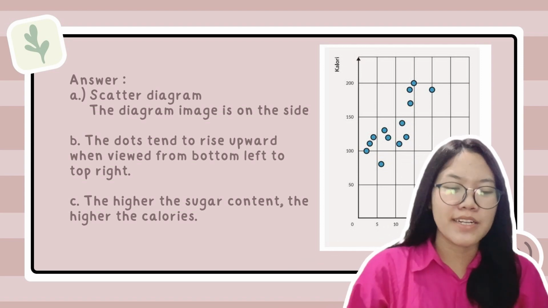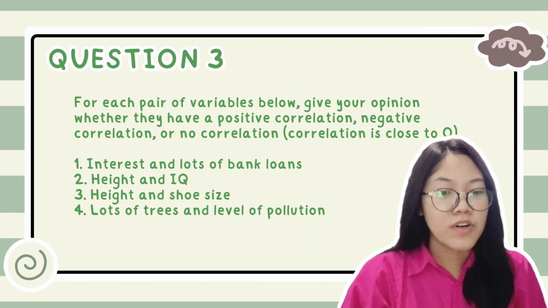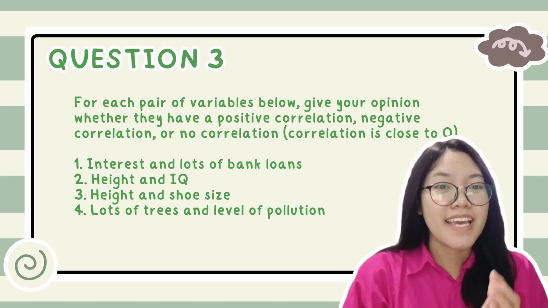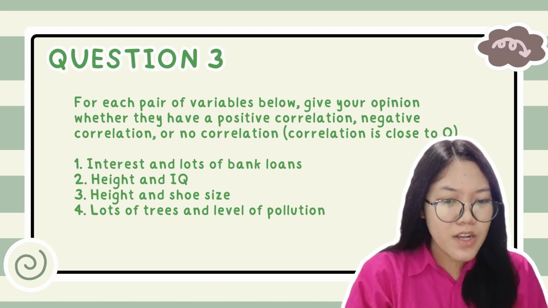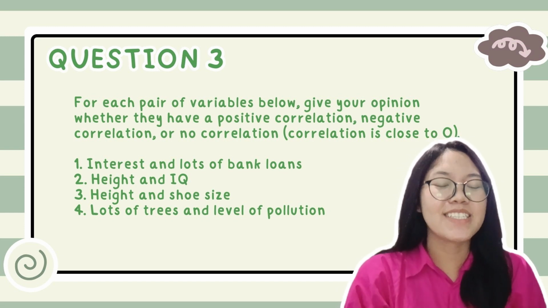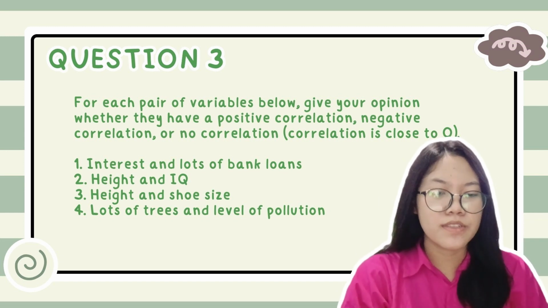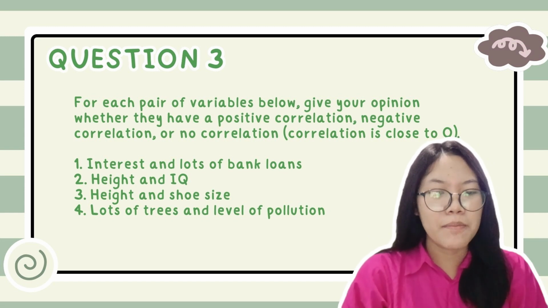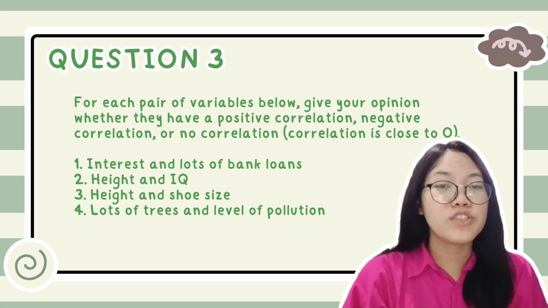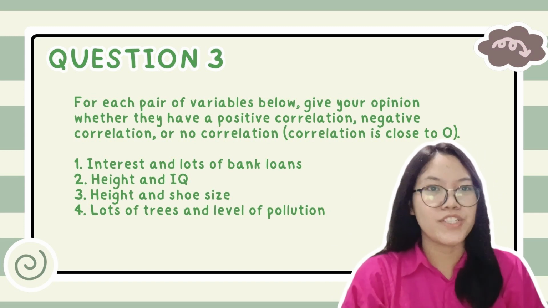So we move on to question number 3, and the problem is: for each pair of variables below, give your opinion whether they have positive correlation, negative correlation, no correlation, or correlation close to 0. 1. Interest and loans of bank loans. 2. Height and IQ. 3. Height and shoe size. 4. Lots of trees and level of pollution.